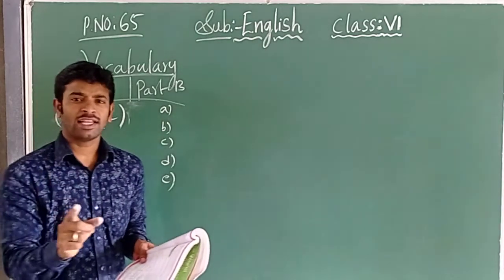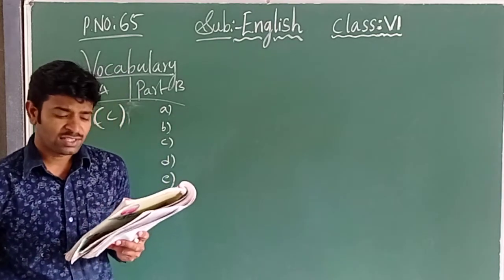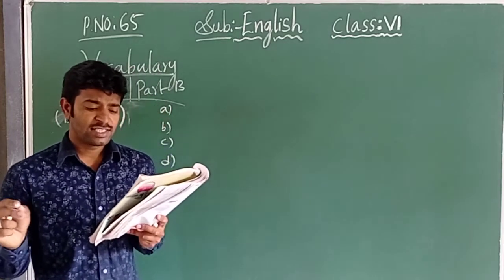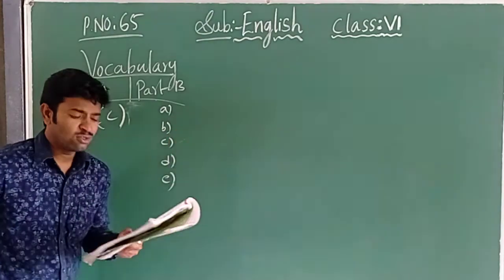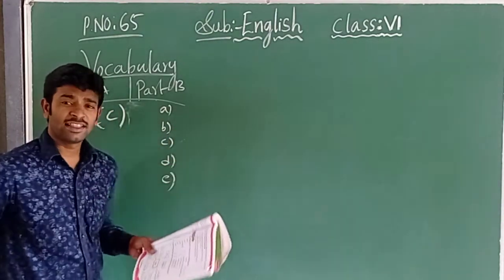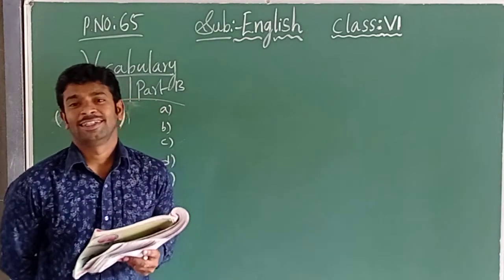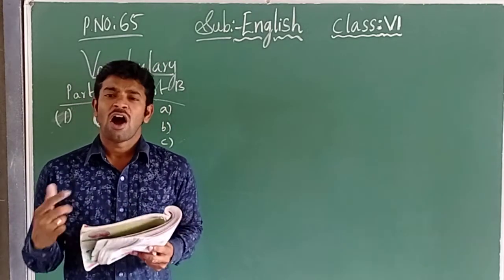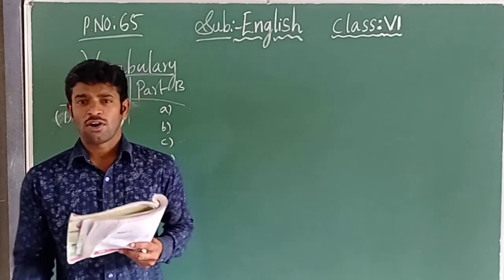From part A, the first question word is oxygen. And what is the use of oxygen? It is useful for human life. Now tell me, which one is the correct answer? C is the correct answer, useful for human life. So you should write the answer C in the bracket. Next one goes to carbon dioxide. Oxygen is also a gas, useful for human life. How is it useful? We breathe with that oxygen.